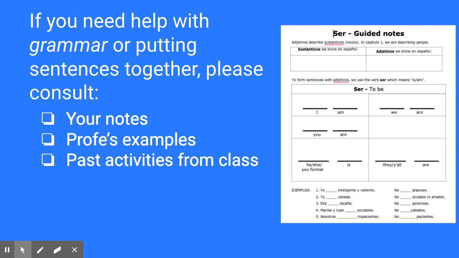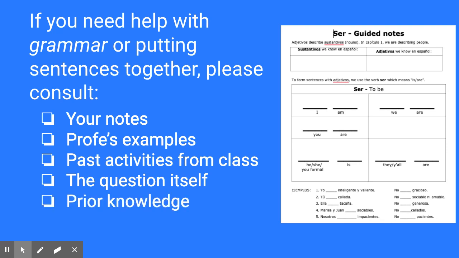Past activities from the class, the activities really build on one another. So you can look at examples from other activities we've done and write sentences that look very similar. You can also sometimes, if the question is in Spanish, steal some of the words or some of the verb conjugations from the question itself. So we'll talk about that a little bit later, but that's a great skill to develop when learning a language. Prior knowledge, anything you've learned in Spanish class before, try to draw on that instead of using a translator.